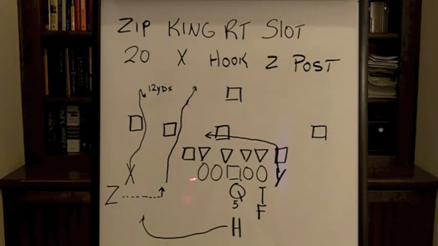Slot gives reference to the receivers. They're in a slot formation. Whenever you see two receivers on the same side, and they're about 5, 6, 7, 8 yards apart, that's typically called slot. So you got slot. 20 is going to refer to the protection, X hook, Z post. So they're told what to do.